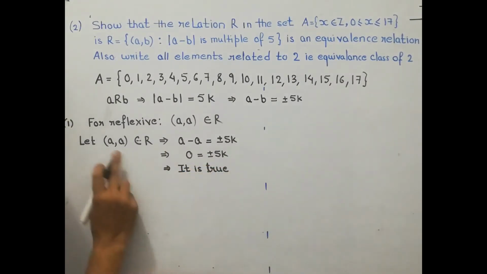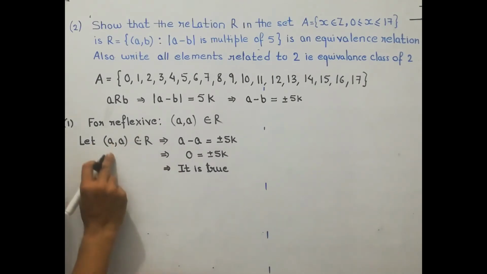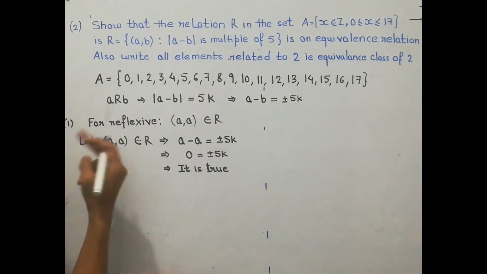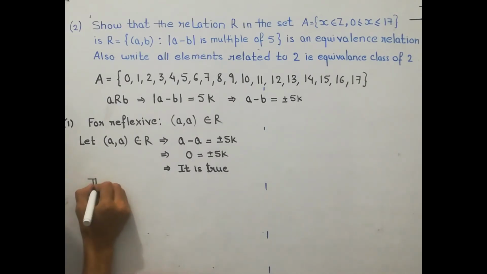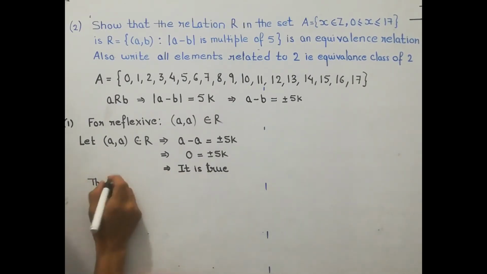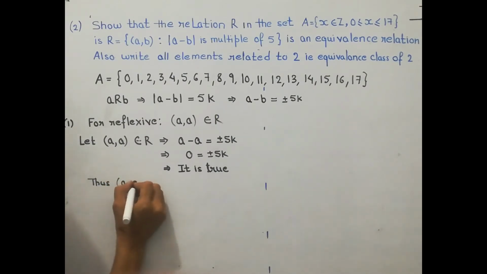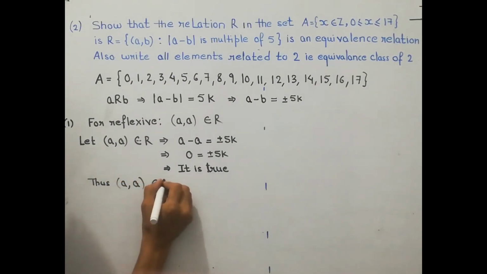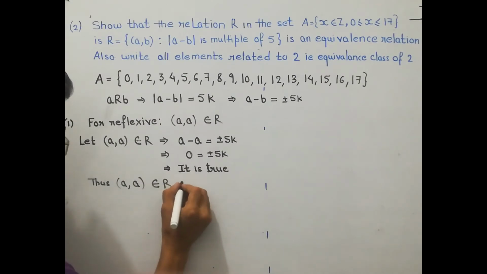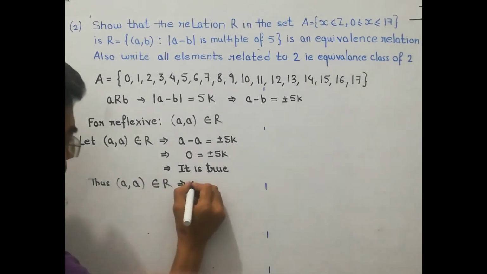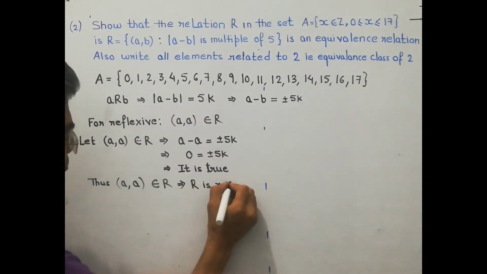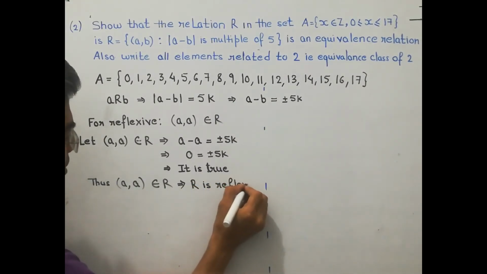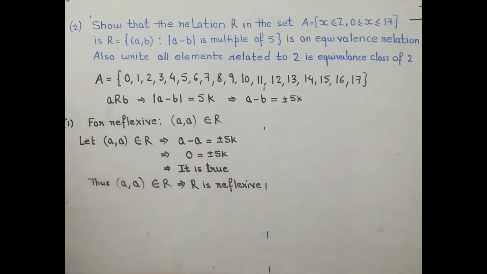So if this statement is true for (a, a), we are sure that (a, a) belongs to R. If the statement is true, we can say thus (a, a) belongs to R. So what does this mean? R is reflexive. So we get R is reflexive. Now coming to the second one.